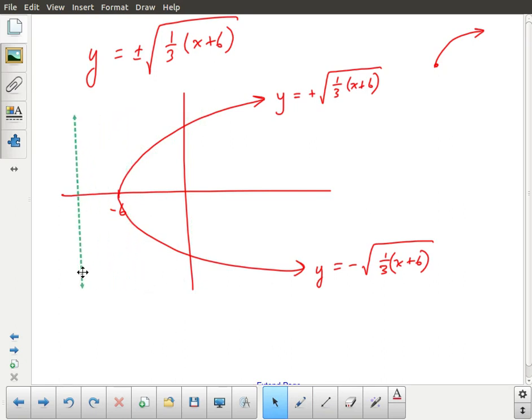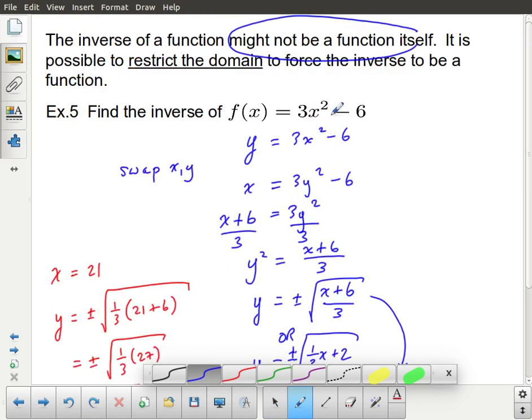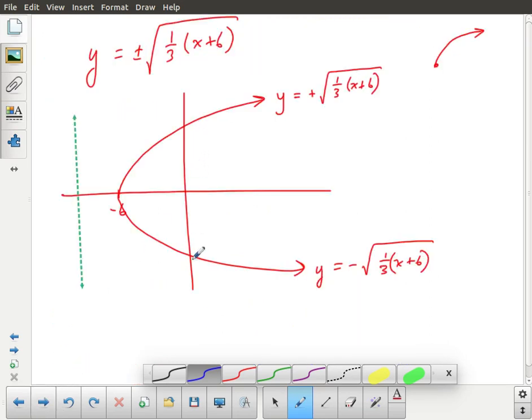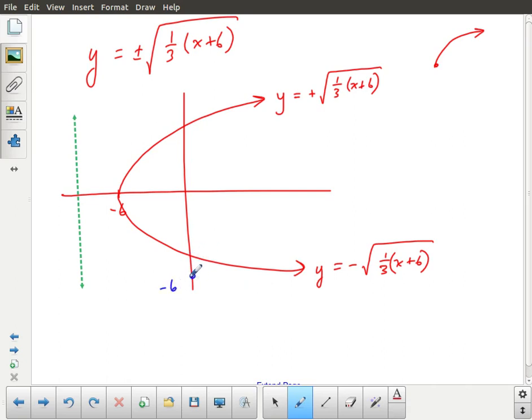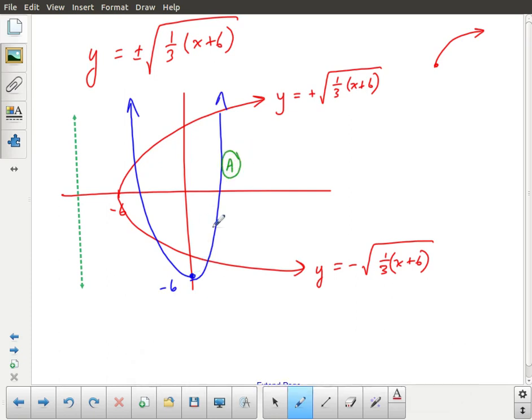So how do I resolve this? Well, I could resolve this if I could just get rid of either the top branch or the bottom branch. The traditional way of doing it is you go back to the original function, which was 3x squared minus 6. It has a vertex down here at -6, and it looks something like that. If I want to keep this side, I'll call that A. This side A has positive x values, which corresponds to this side A on the inverse, which has y's greater than 0.